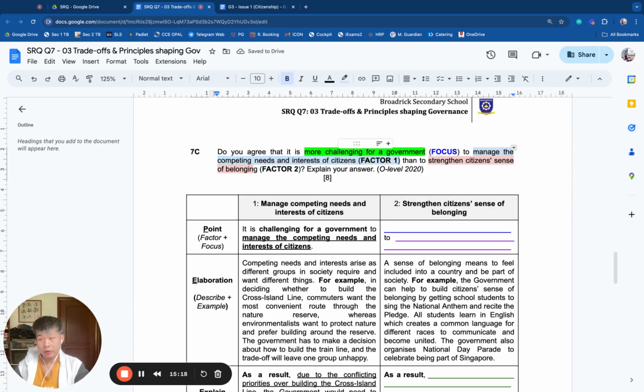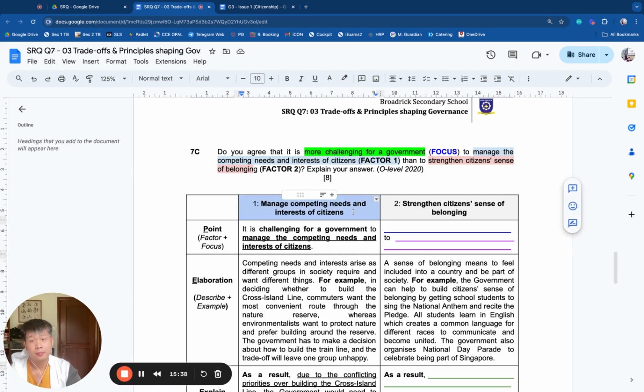So how do I craft my response? I will go into answering the question factor to focus. And in this case, I'll follow the question: is it more challenging for the government to manage the competing needs or to strengthen the citizen sense of belonging? Clearly, the first argument must be about managing competing needs. And so I start with: it is challenging for the government to manage competing needs and interests of citizens. And I need to first elaborate by describing the factor. So what is the factor? It's about when different groups in society want different things.